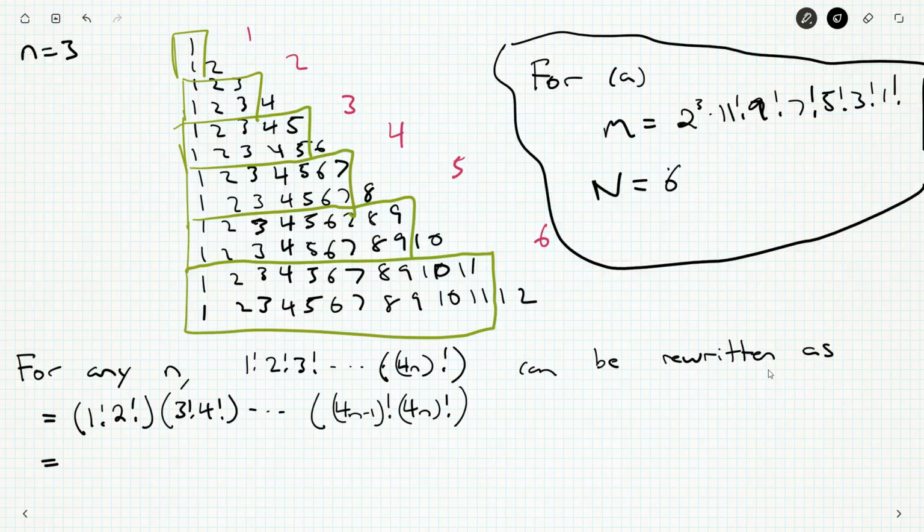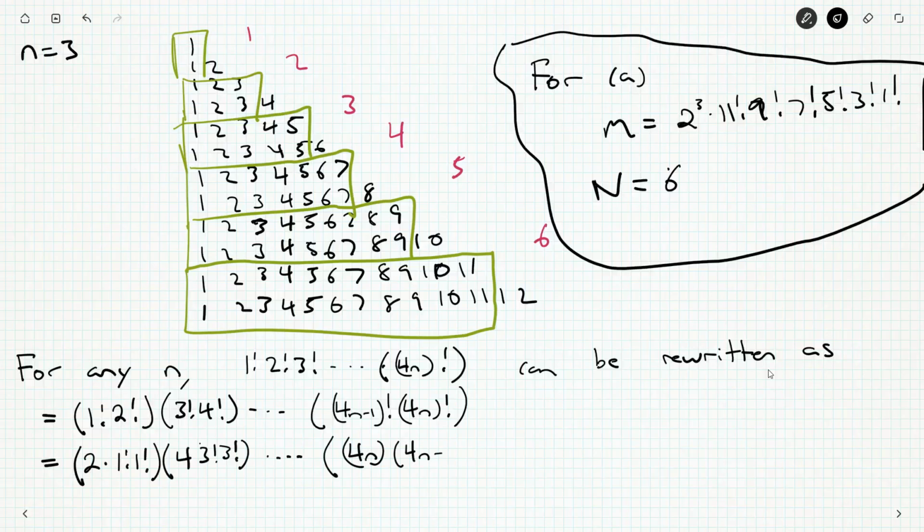And now we're going to take out that factor. So this is really 2 times 1 factorial, 1 factorial. 4 times 3 factorial, 3 factorial. 4n minus 1 factorial, 4n minus 1 factorial.